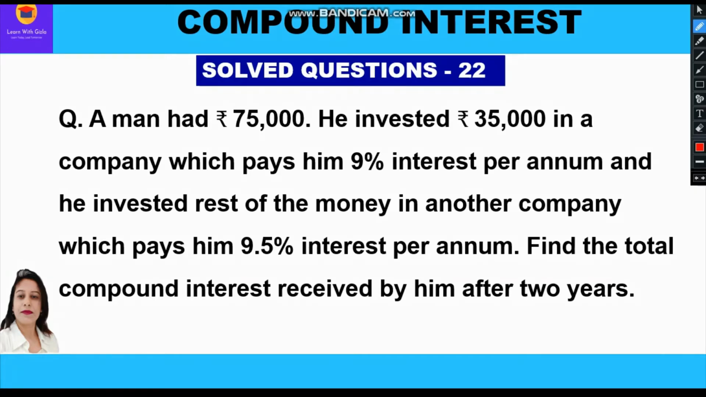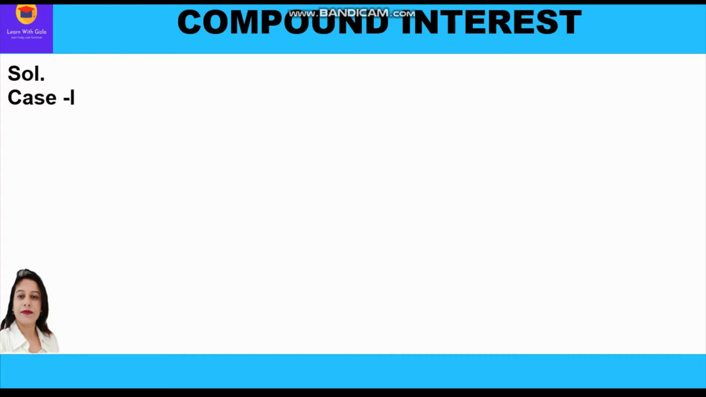So this is the question. The total sum of money which the man had was 75,000. He invested 35,000 in a company which was paying him 9% interest per annum, and the rest of the money, that means 75,000 minus 35,000, that is 40,000, he invested in a company which paid him 9.5% interest per annum. And we have to find the total compound interest which he received after 2 years. So the time period is 2 years, for which we have to calculate the total compound interest.